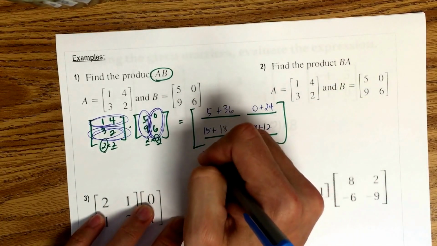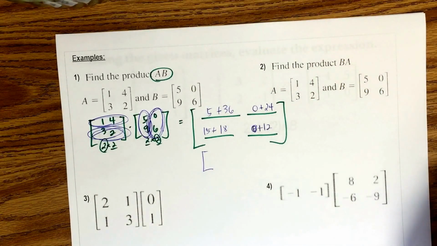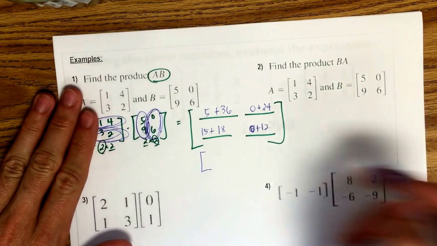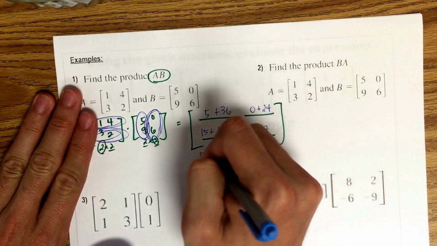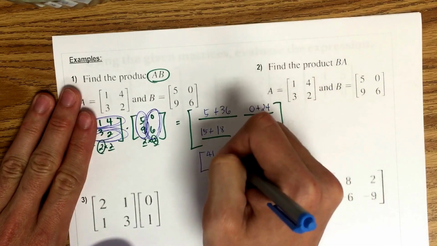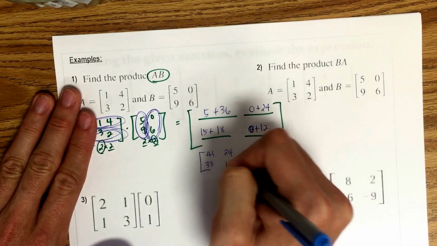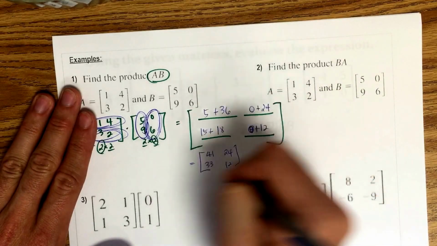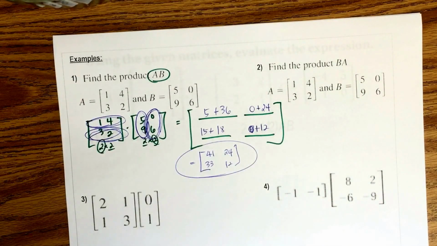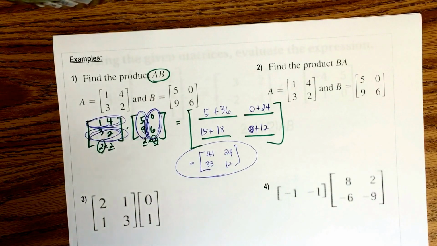So once I've gotten all of that, now my problem is just a matter of cleaning up the answer. So if I add 5 and 36, I get 41. If I add 0 and 24, if I add 15 and 18, and if I add 0 and 12. So there is my result matrix from multiplying matrix A and matrix B.